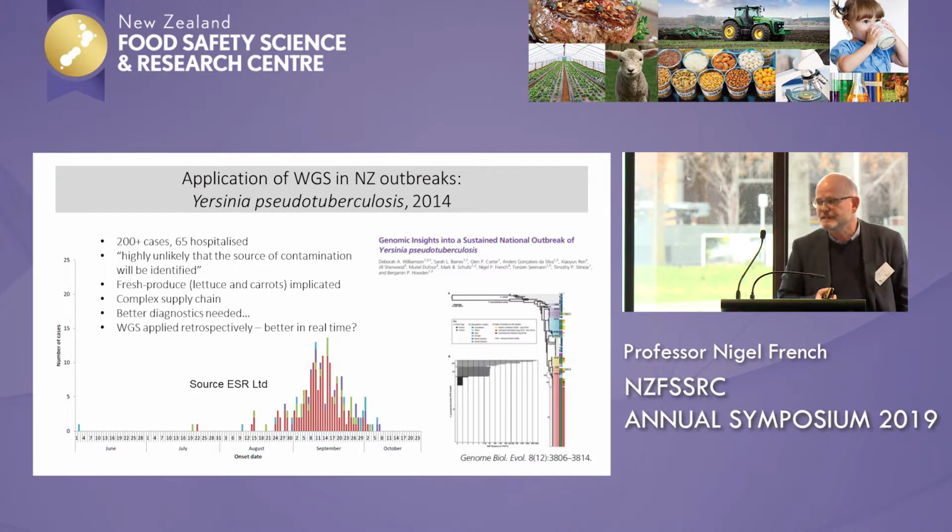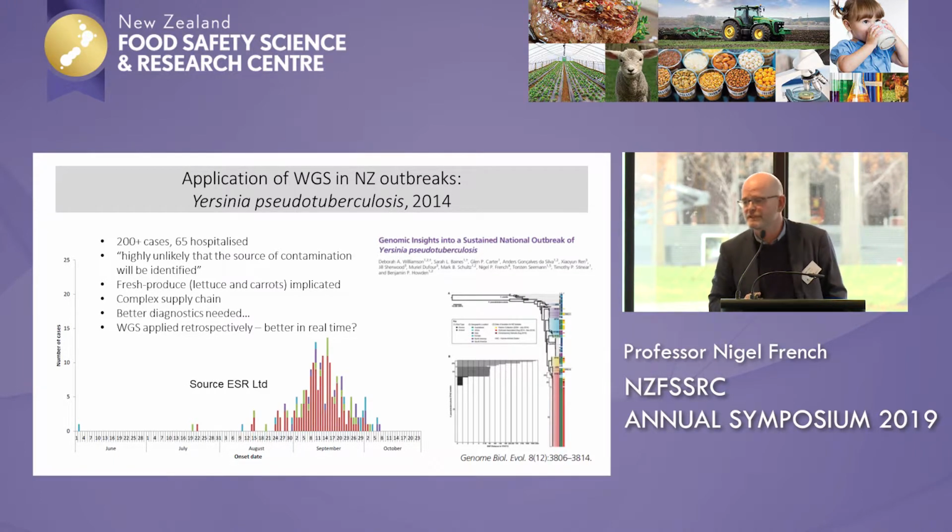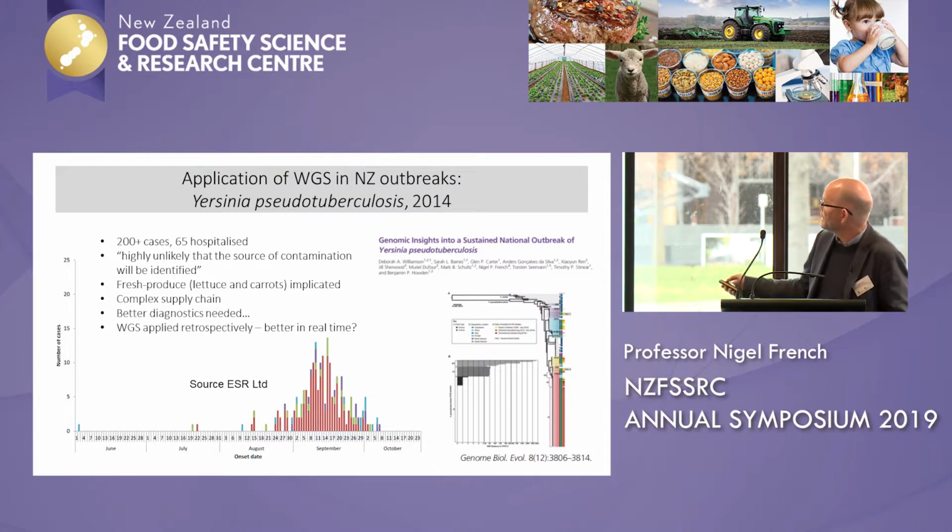Again, locally, just thinking about outbreaks, so we have used whole genome sequencing in a number of outbreak situations as well. This is the outbreak of Yersinia pseudotuberculosis in 2014. It was used more retrospectively. I think if we'd used it more in real time, then maybe the source of that outbreak may have been determined more rapidly. This is one of the largest Yersinia outbreaks anywhere in the world, over 200 cases, and many of those hospitalized. Although fresh produce was implicated, the precise source was never really identified.